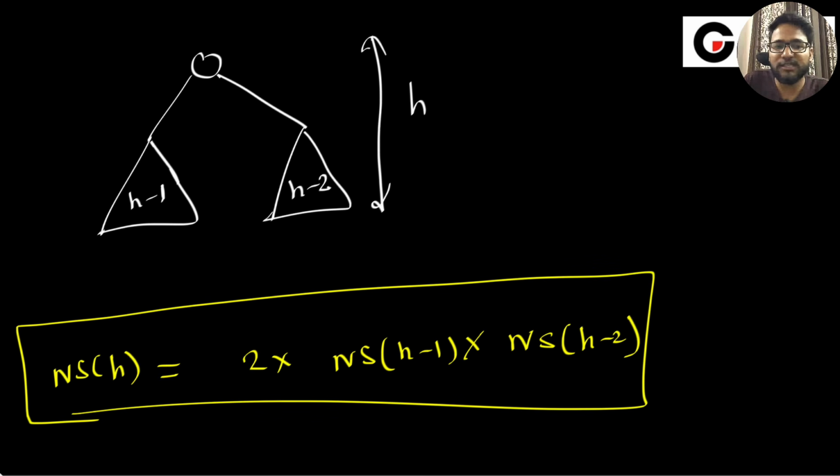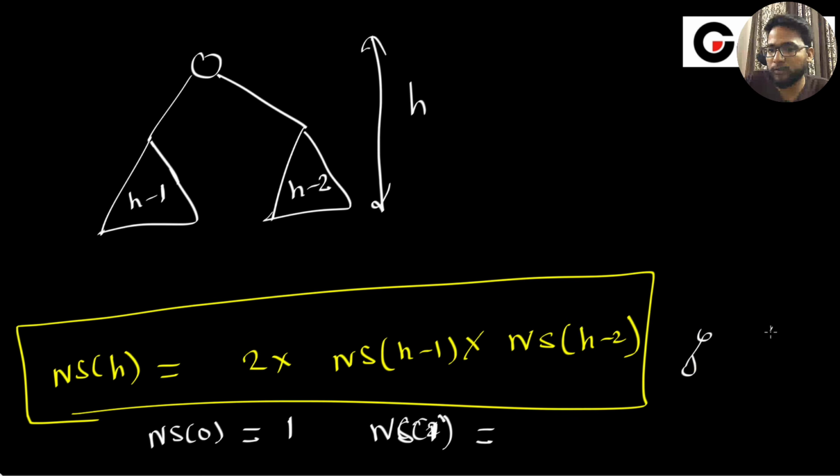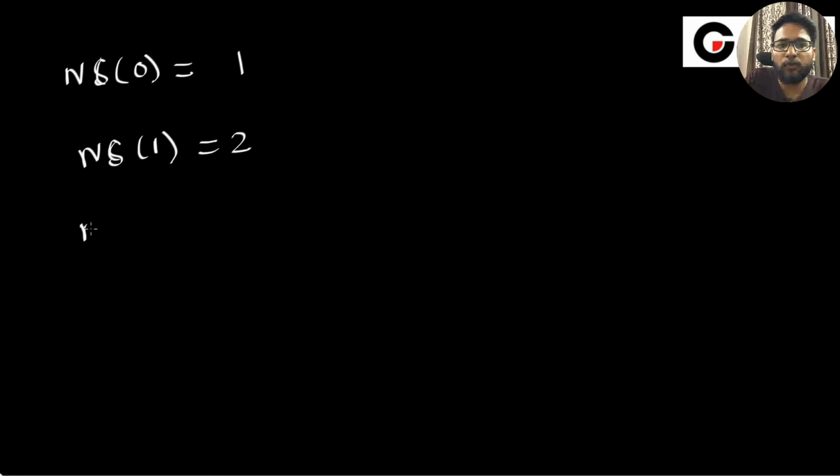And what are the base cases? Base case will be something like this. For NS0, I know it is just 1, because for height 0 there is only one possibility. For height 1, how many possibilities are there? 2 possibilities, right? These 2 possibilities. Now, what about height 2? Can you find out height 2? Yes, we can easily do it. So let me write down for height 0, which is 1. For height 1, it is 2. What about height 2?